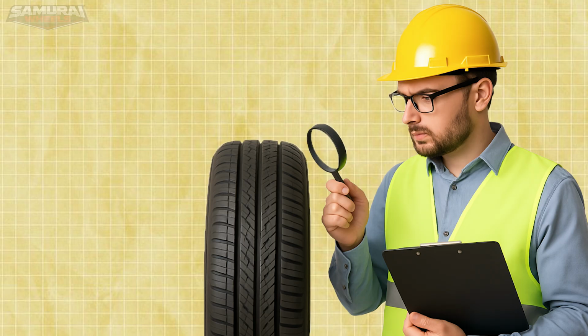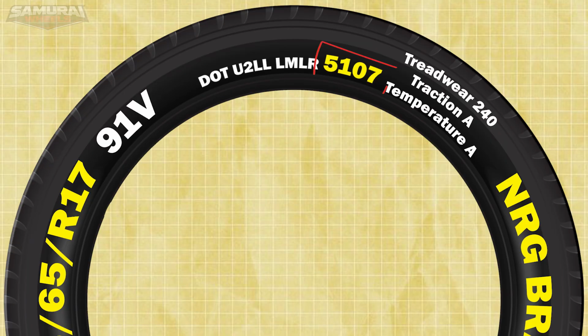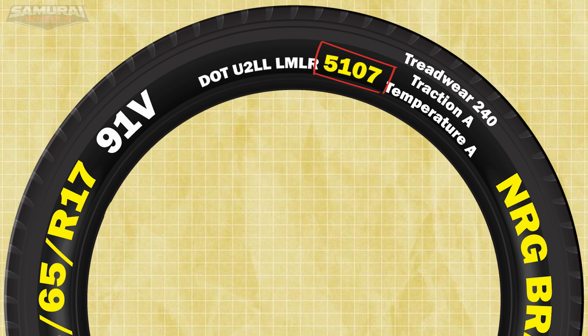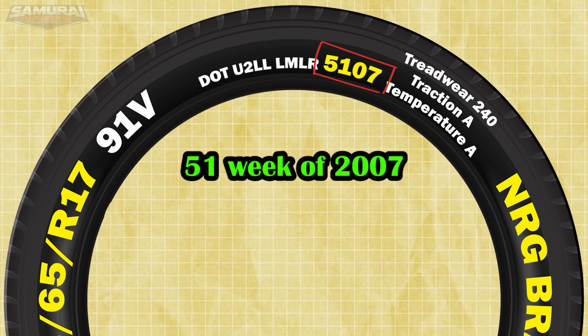The last 4 numbers of the DOT marking on tires tell you the week, 1 through 52, and year the tire was made. So, a tire with the last 4 digits of 5107 was made the 51st week of the year 2007, around mid-December 2007. Useful for tracking tire age, tires over 6 to 10 years old are often considered unsafe.